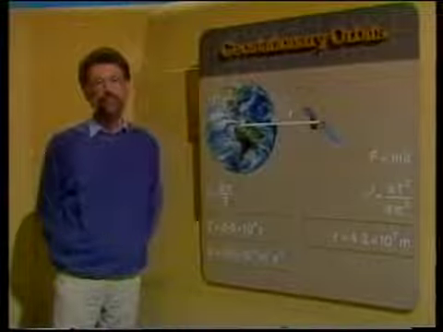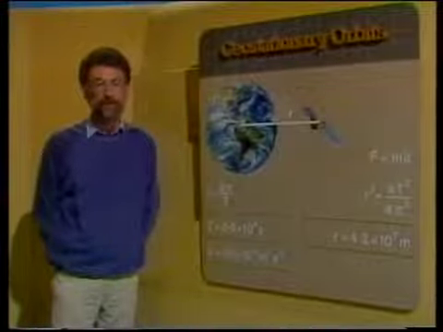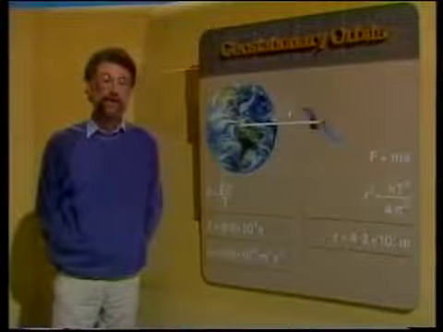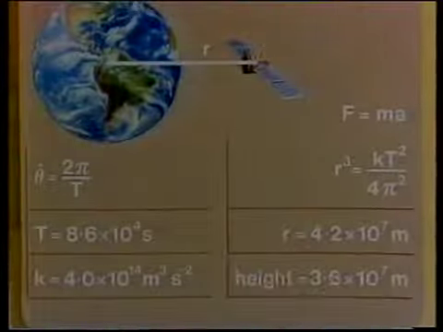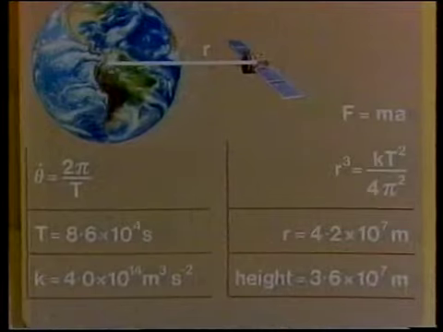Now Tom's question was about the height of the satellite above the surface of the Earth. So finally, subtracting the Earth's radius, the satellite must be 3.6 times 10 to the 7th meters above the Earth. That's roughly 22,000 miles.